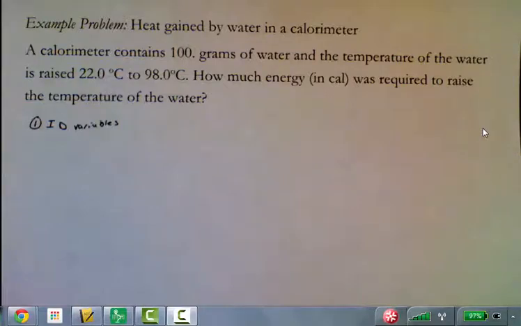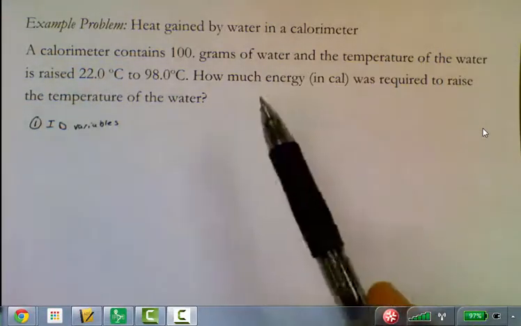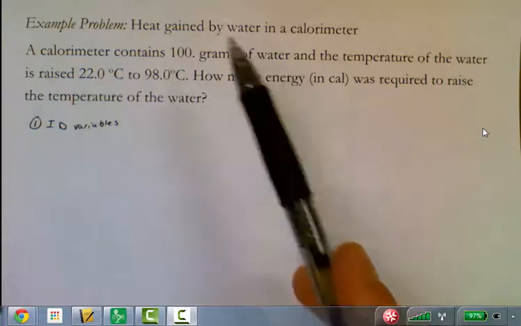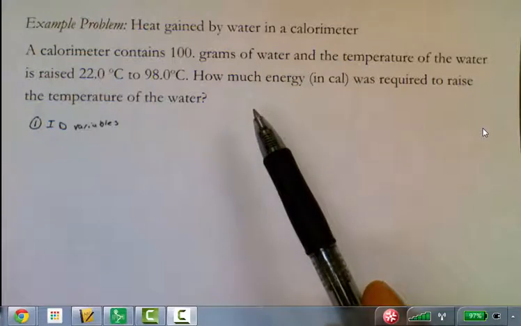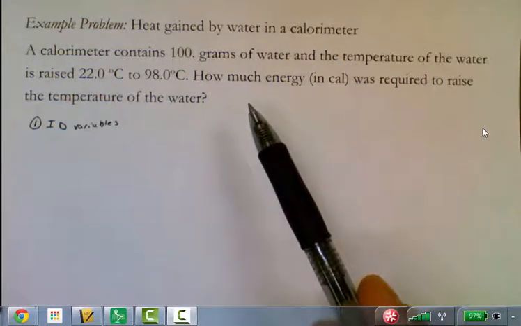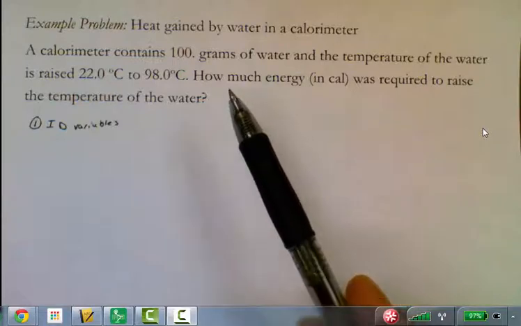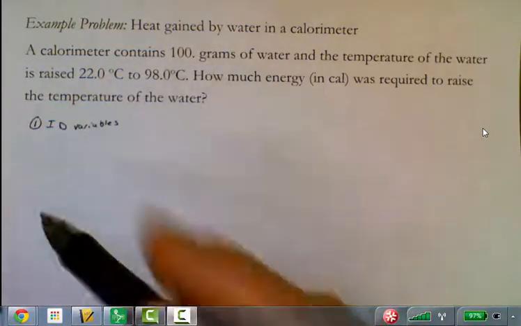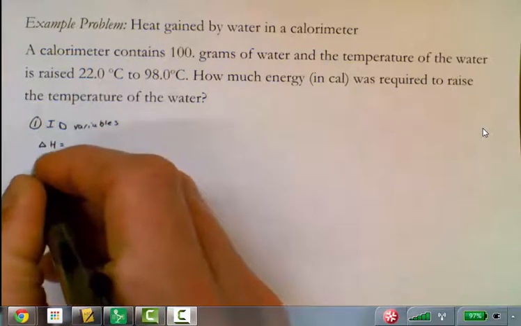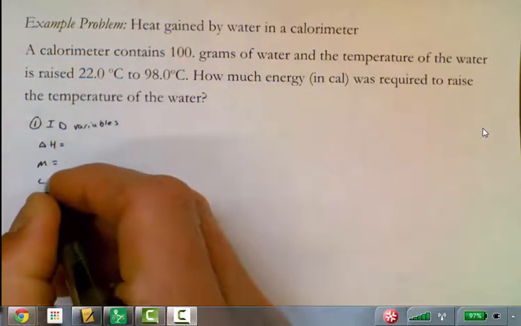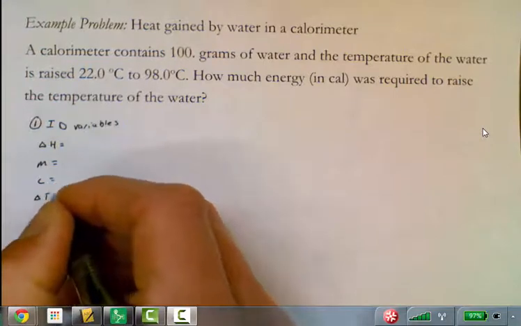When you read through these problems, if you see the word grams or mass being mentioned once, you're going to use delta H is equal to MC delta T. If you see grams being mentioned twice or mass mentioned twice, you're going to use MC delta T equals MC delta T. Since we only see it once, I know I should have these variables: delta H equals, M equals, C equals, delta T equals.